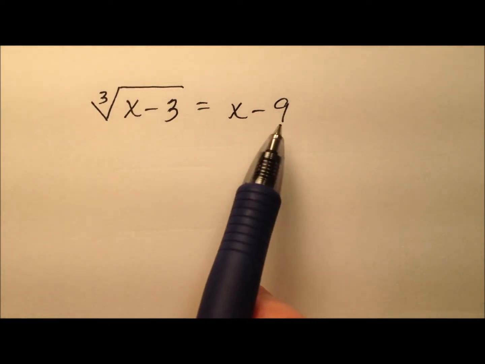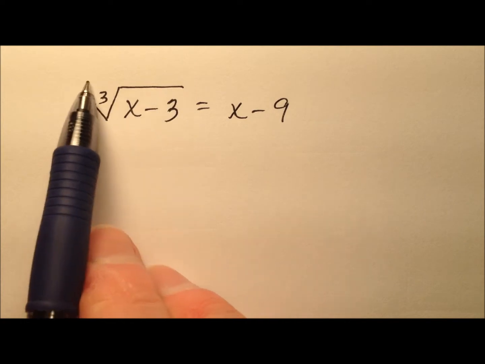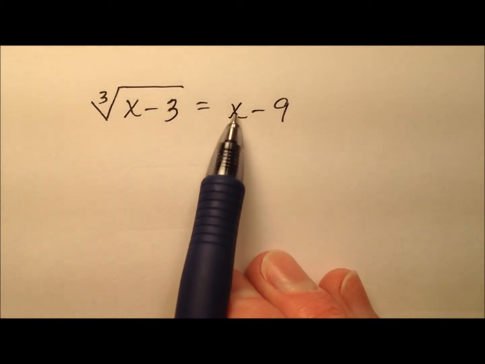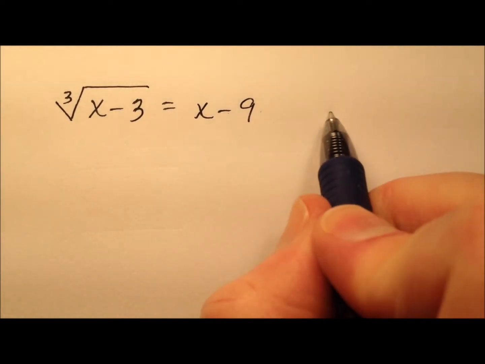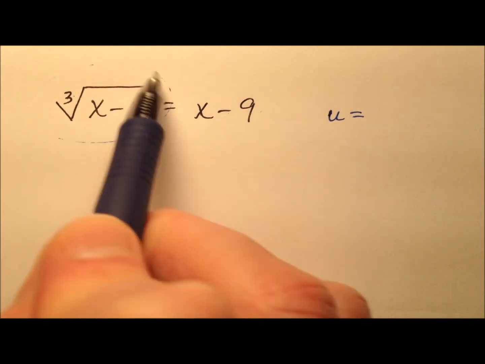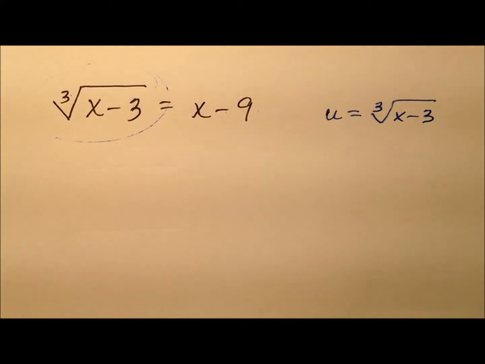Okay, so looking at this, typically we solve radical equations by isolating the radical and then doing the inverse, so we could cube both sides. But I'm going to try to avoid cubing the binomial x minus 9, because that's going to give us some pretty big numbers. So instead, let's consider using a u-substitution. We'll say u equals this cube root expression, the cube root of x minus 3.